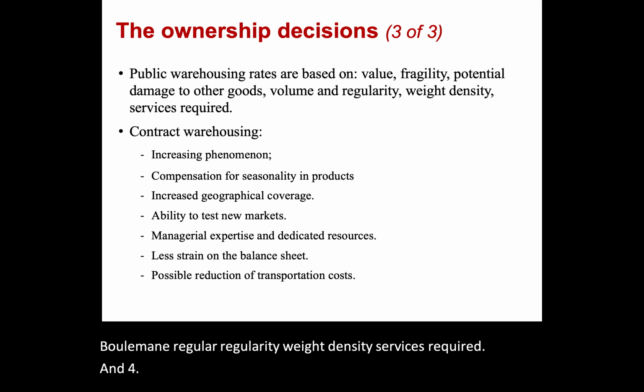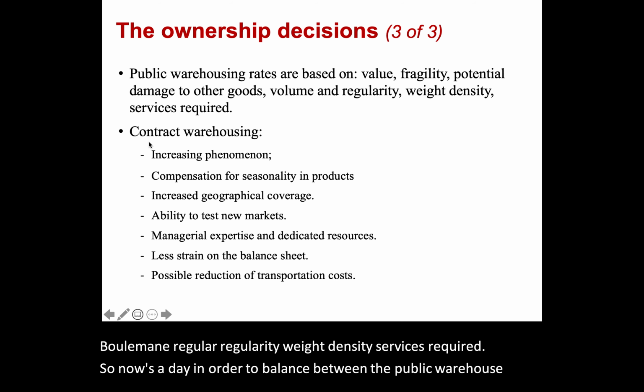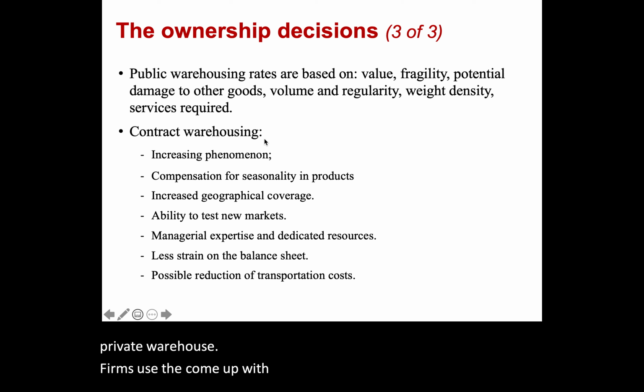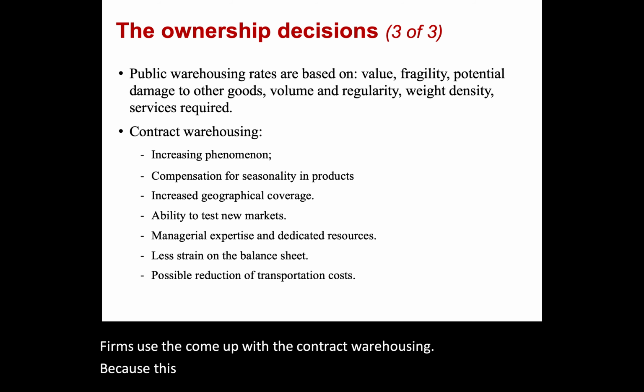So nowadays, in order to balance between the public warehouse and private warehouse, firms usually come up with the contract warehousing, because this type of warehousing will be compensation for seasonality in product, and it will increase geographical coverage, as well as to possibly reduce transportation cost.